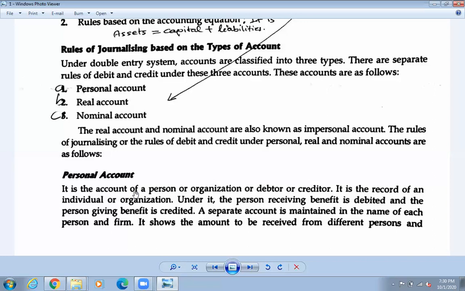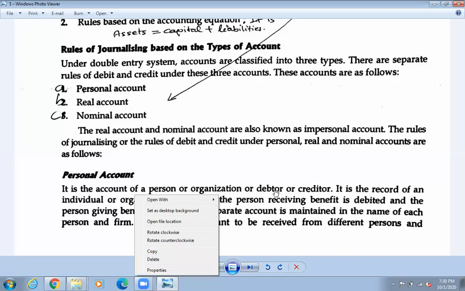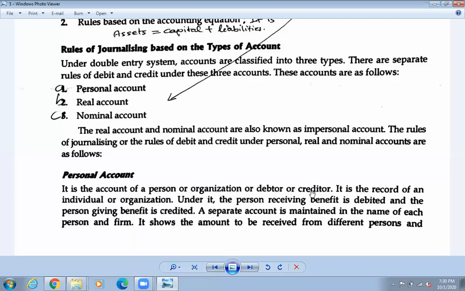But if somebody is going to pay on credit, that means if nothing is paid right now, if I have brought it on credit, then that is the personal account. That means we write the name of the school or the organization. So it is the account of a person or the organization, debtor or creditor. Creditor means the one who gives credit.